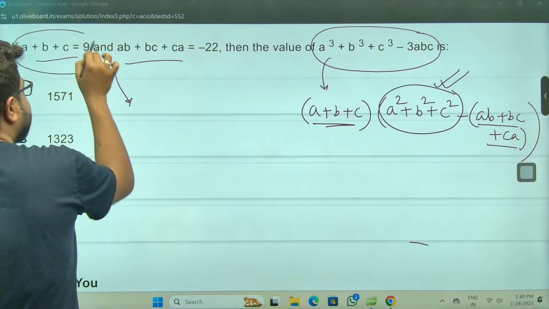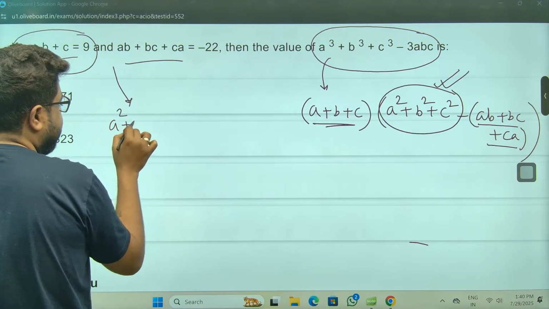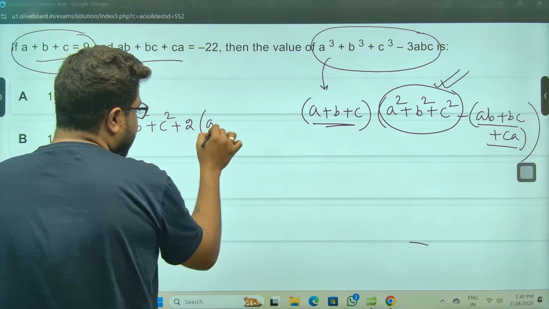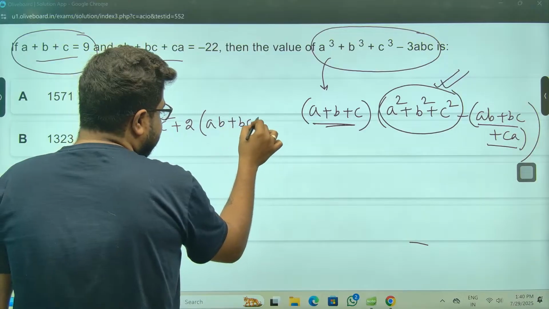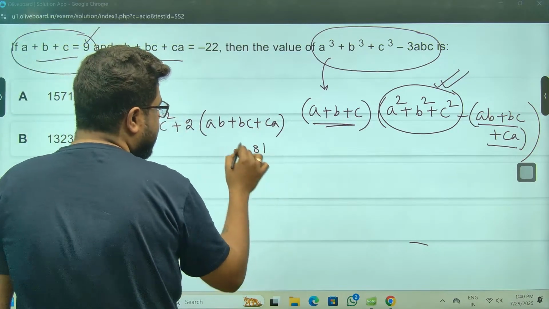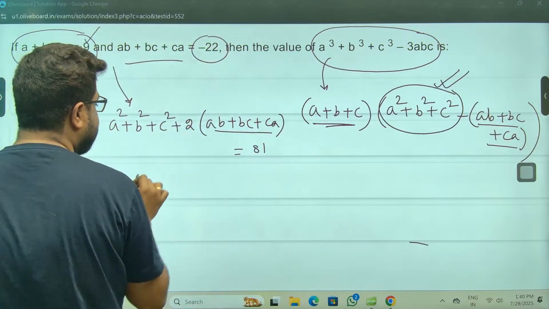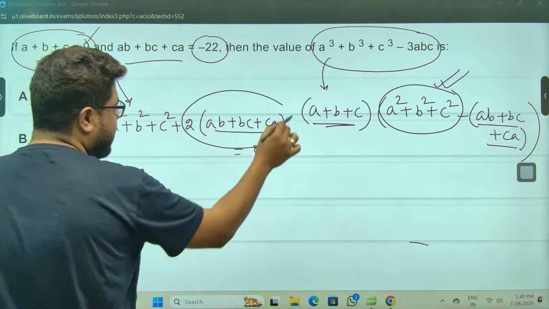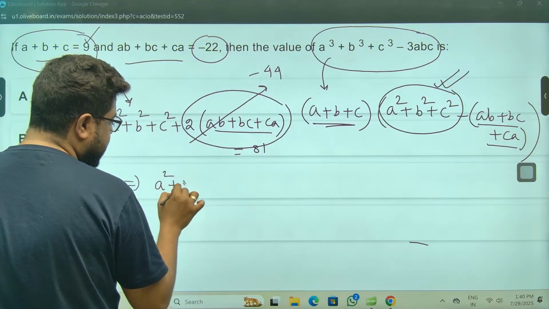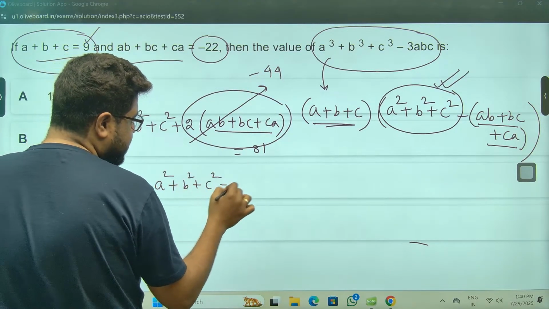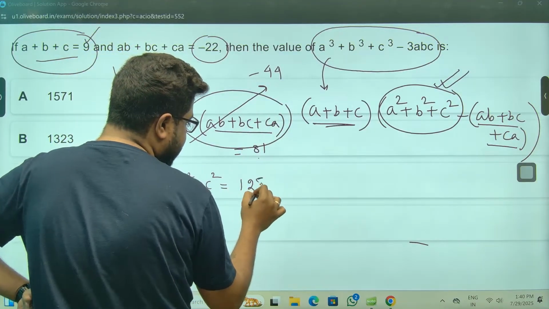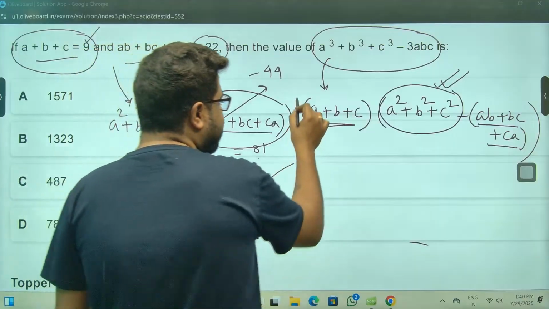If I take the whole square of this term, (a plus b plus c) whole square can be written as a square plus b square plus c square plus twice of (ab plus bc plus ca). Very simple formula. So this will be 9 square, 81. Put this value, this is given as minus 22, so this will become minus 44. From there, a square plus b square plus c square becomes 81 plus 44, that is 125.